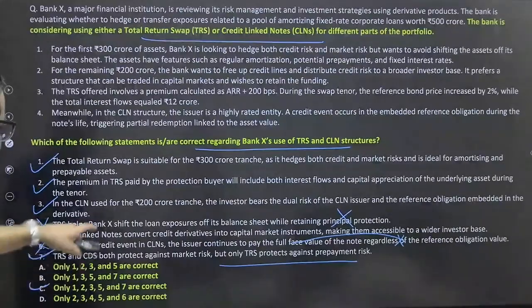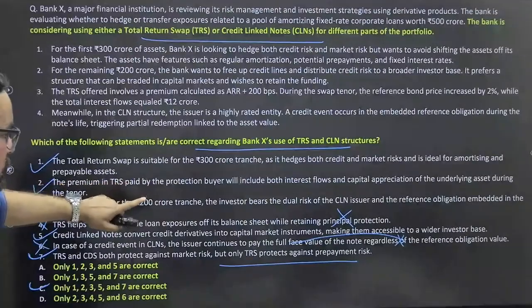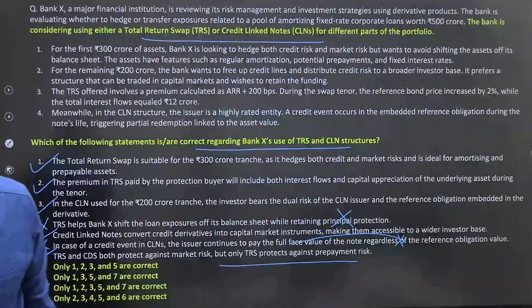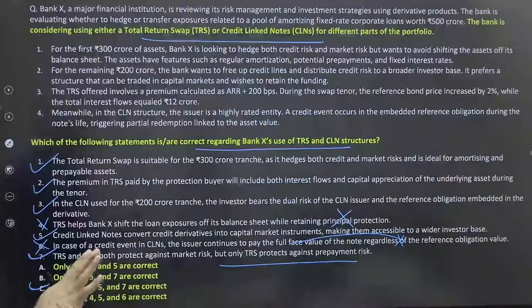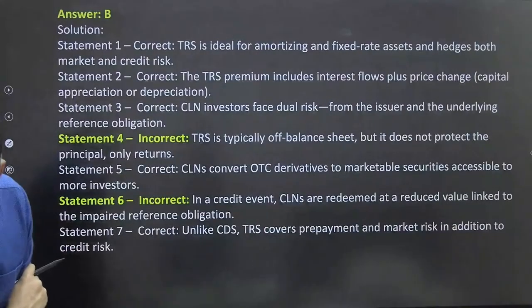Premium of TRS protection buyer will include both interest flow and capital appreciation of the underlying asset. That is true, that should be part. Okay, anyone who wants to answer this one? A, B. Okay, we'll check this particular one. Some say the right answer is B, okay.